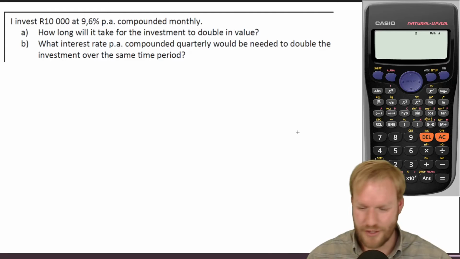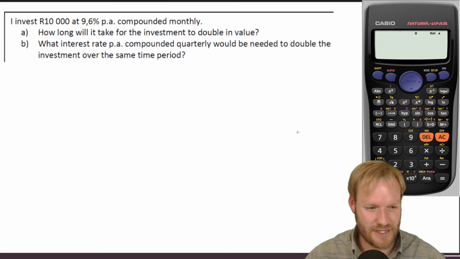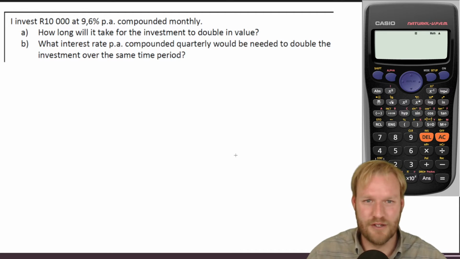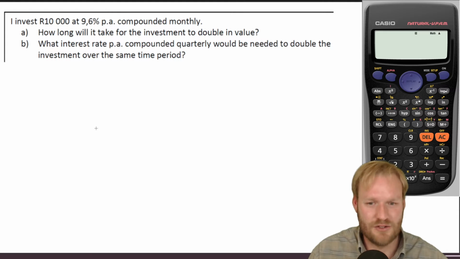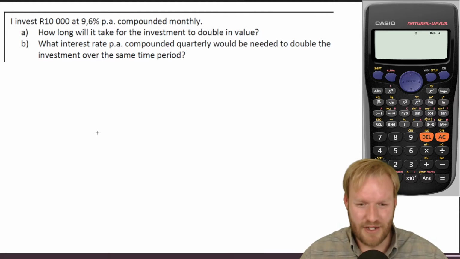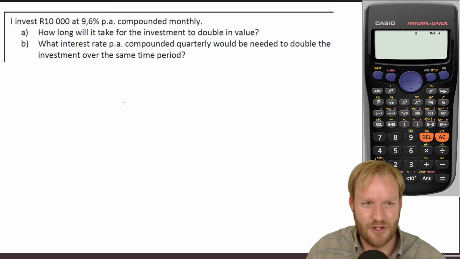Okay, we're going to go straight back into it here. And so our second example, we invest 10,000 Rand at 9.6% per annum compound monthly. How long will it take for the investment to double in value? My assumption is that you've made an effort. You're not just watching and copying down. So that's why I'm just running through really what the answers are.